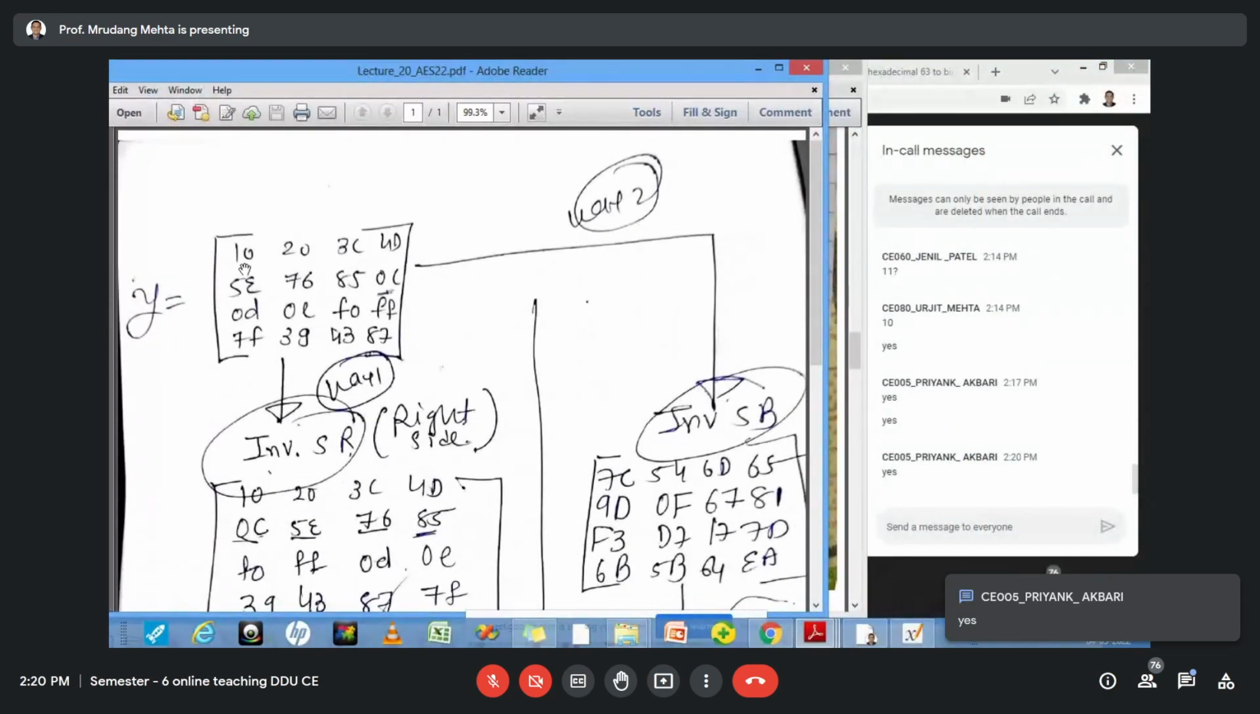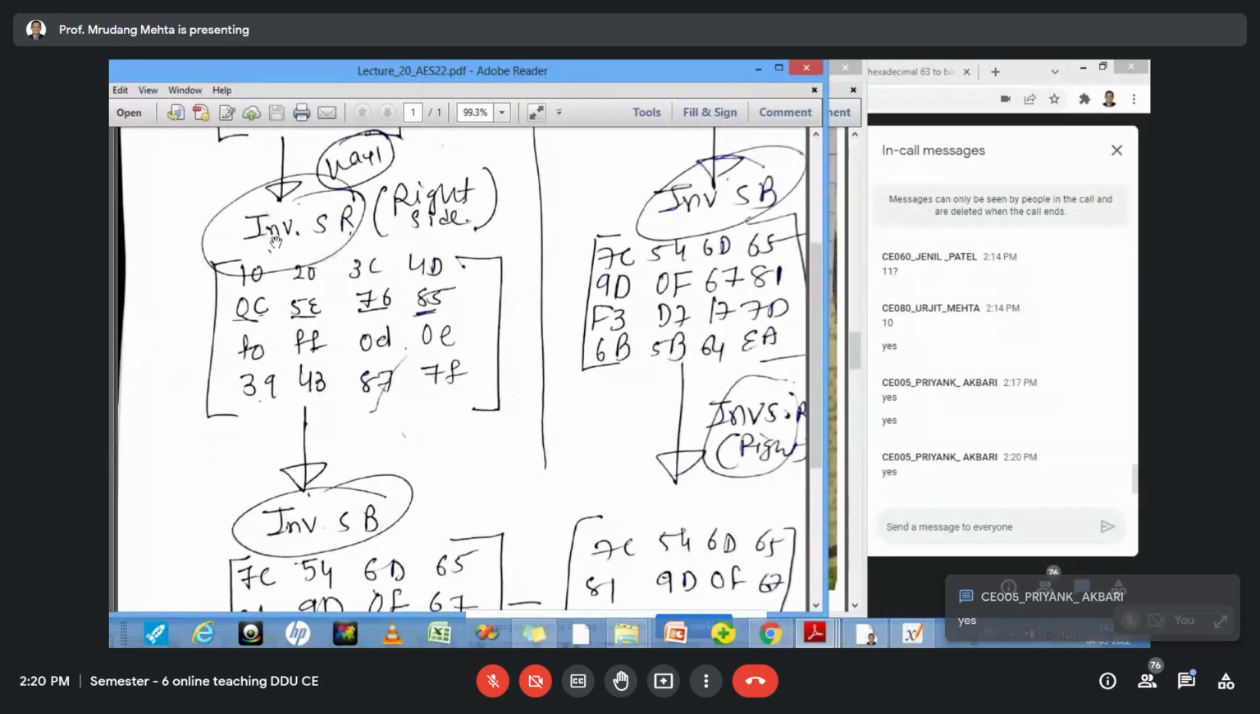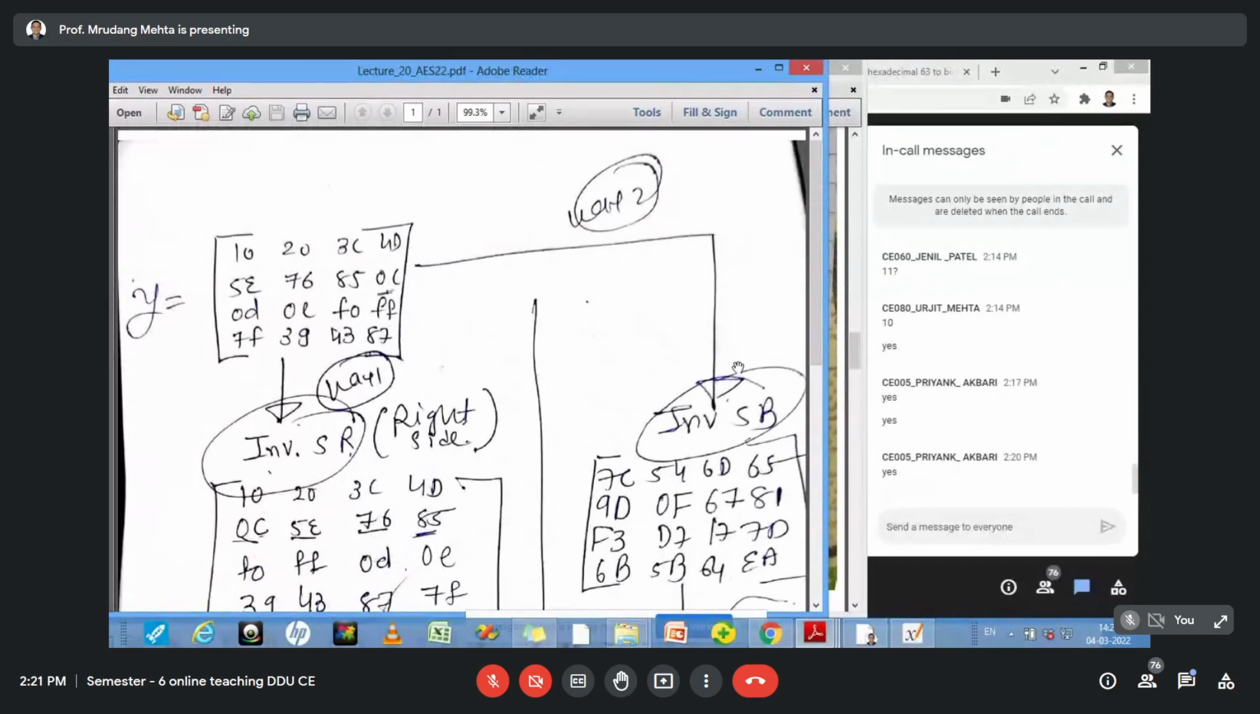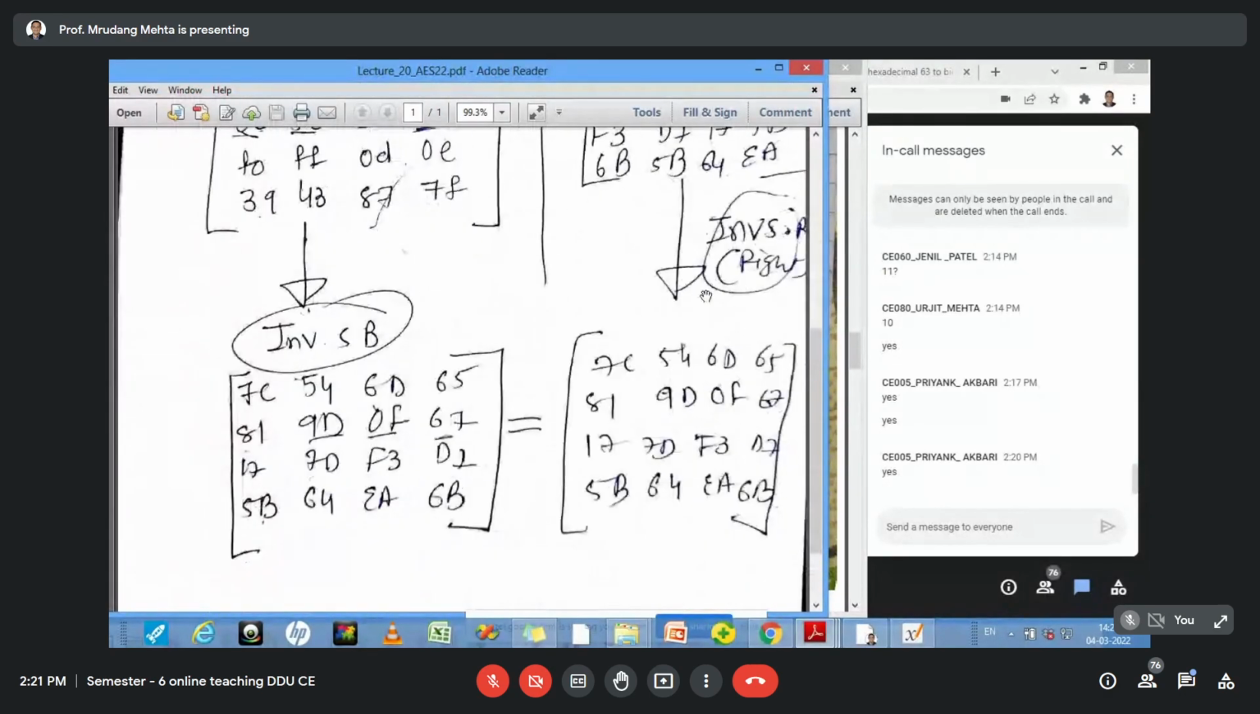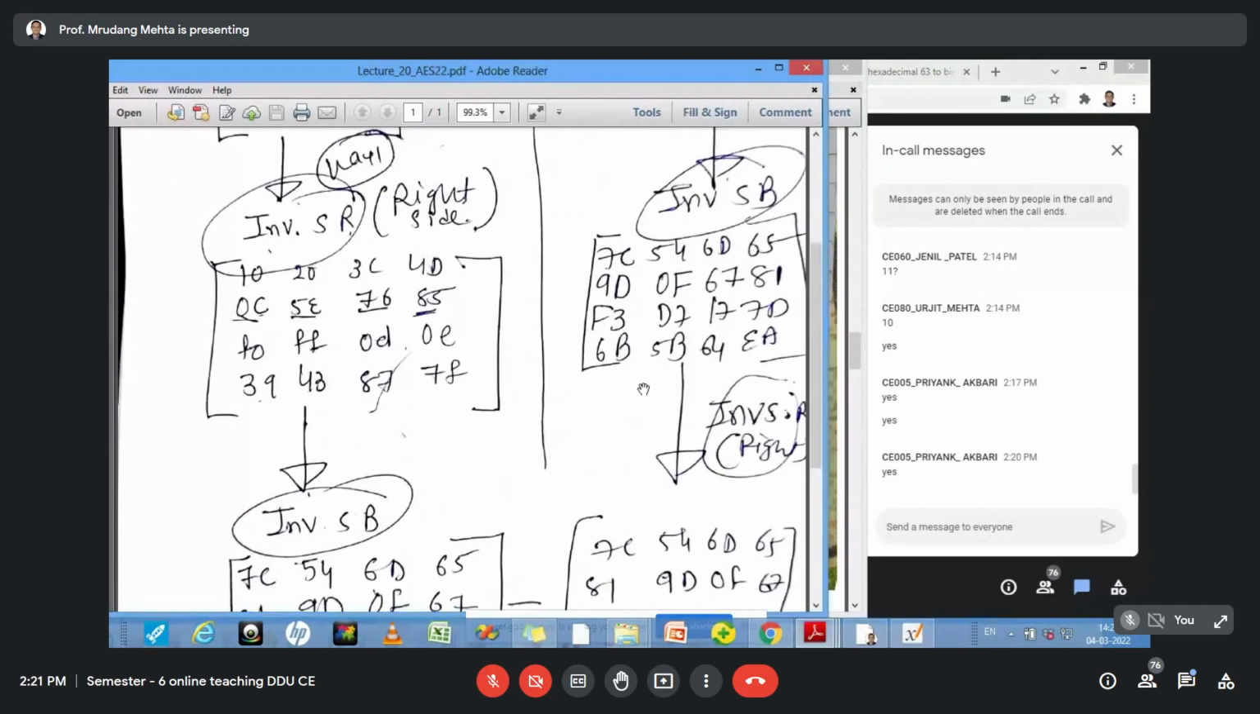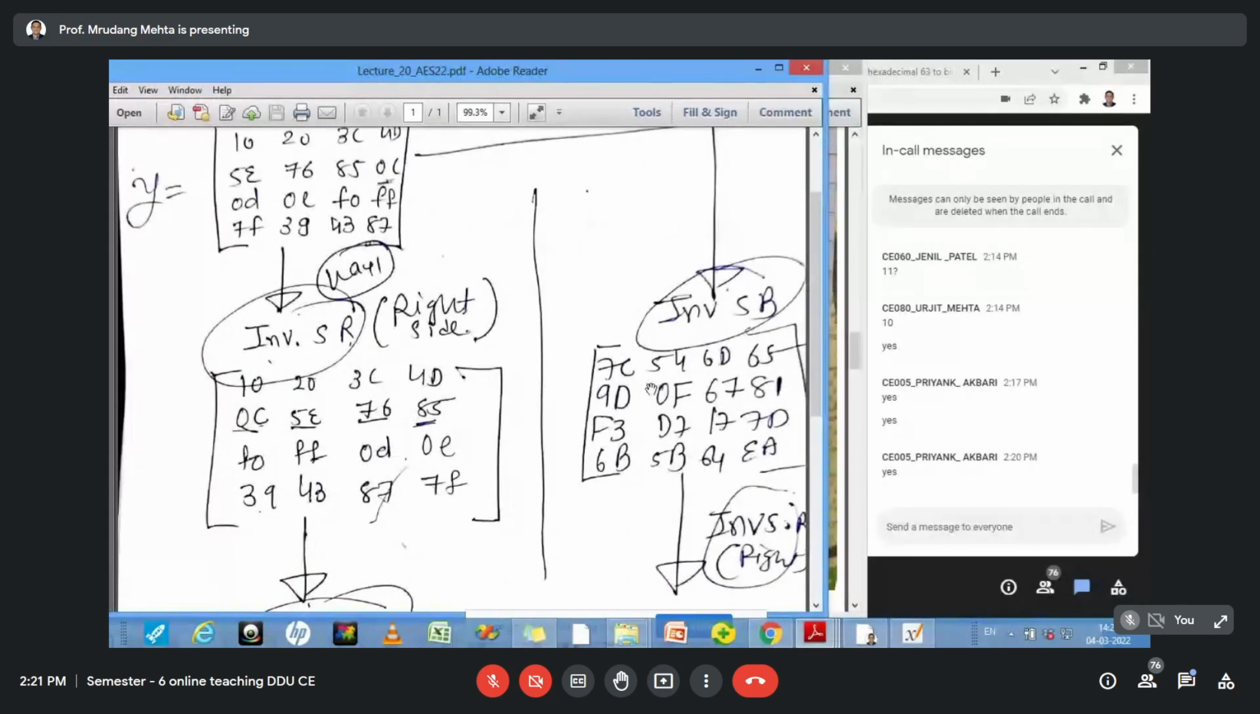Right. So suppose this is our matrix. This is our Y. On this side, we perform inverse shift row followed by inverse sub byte, and on the other side we perform inverse sub byte first and inverse shift row later. But remember, we have to perform the shift operation to the right, because in normal encryption we perform left shift. So when we perform decryption, we have to perform inverse shift right.